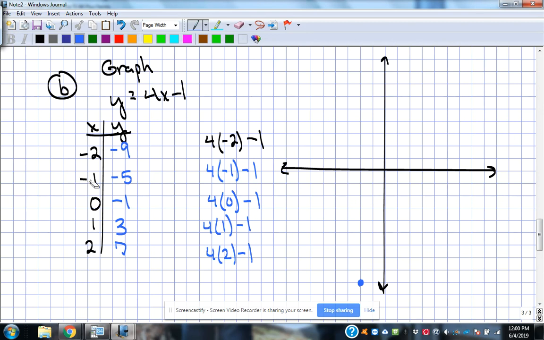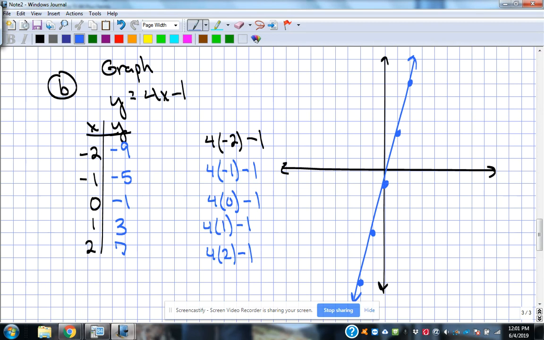And then I'm going to do the next ordered pair, -1, -5. So I go to -1. 1, 2, 3, 4, 5. 0, -1. Don't move at all. Just go down to -1. 1, 3. Over 1, up 3. 2, 7. 1, 2, 3, 4, 5, 6, 7. And there I get all those points making that graph. I could connect them with a line if I wanted to there.